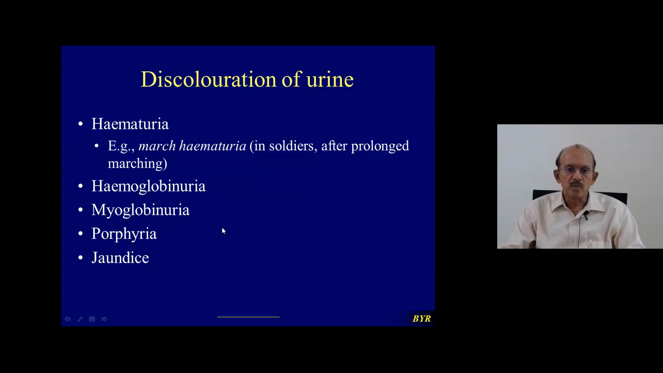Of course, these are all abnormal urines, but normally also there can be discoloration of the urine, that is a dark straw color urine, a dark yellow color urine. That is whenever a person is dehydrated or drinks little water, then urine will be very dark yellow in color.